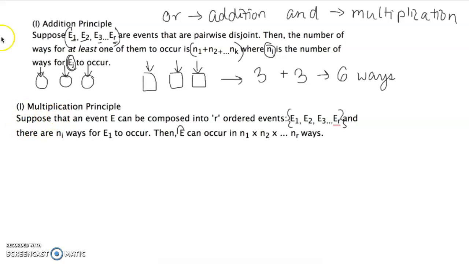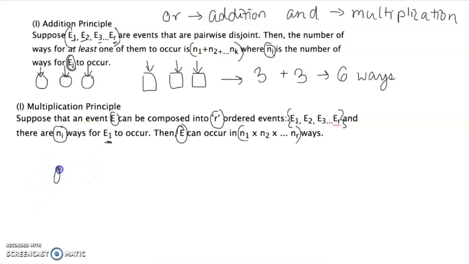Now, what does this mean? This means that there's an event E that is broken down into these events, E1, E2, E3, all the way to ER. So this is, in total, R ordered events. And there are these many ways for this first broken down event to occur. Then this bigger event E can occur in these many ways. Let's take an example of the multiplication principle.